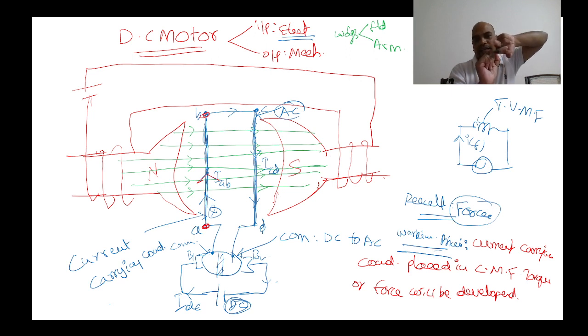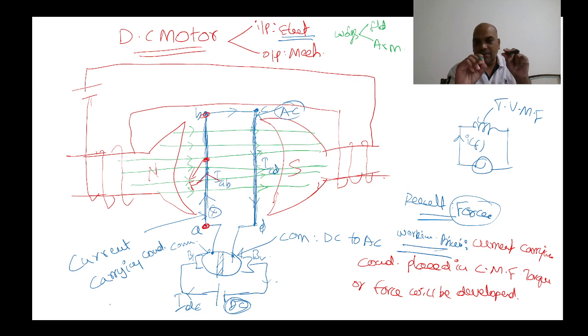What is the direction of magnetic field? This one or this one? No doubt, this one. Direction of magnetic field. So what is the direction of force? Direction of force should be downward. Clear? So here the direction of force is downward.